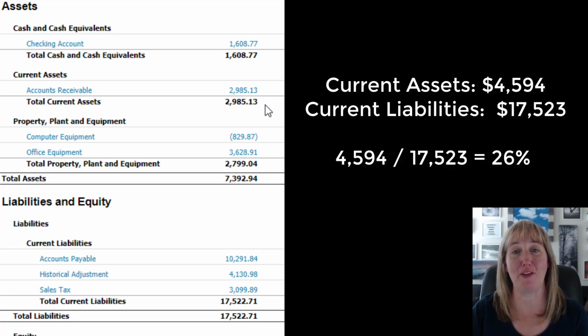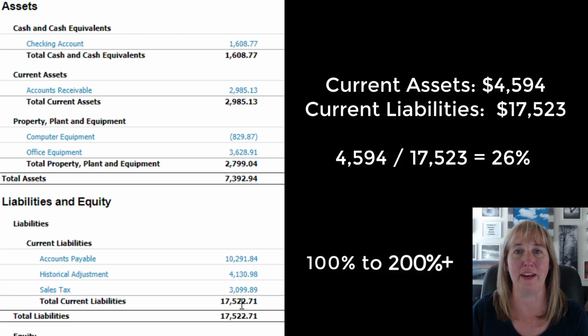You have about $4,500 to cover about $17,500 worth of expenses, liabilities over the next year. That should be concerning to you as a business owner. You really want that ratio to be at least 1-to-1. Better yet, if you can make it 2-to-1.